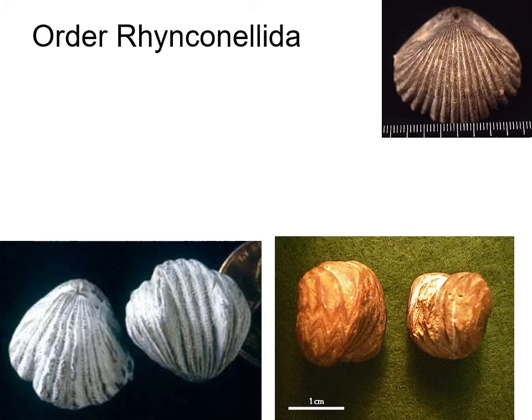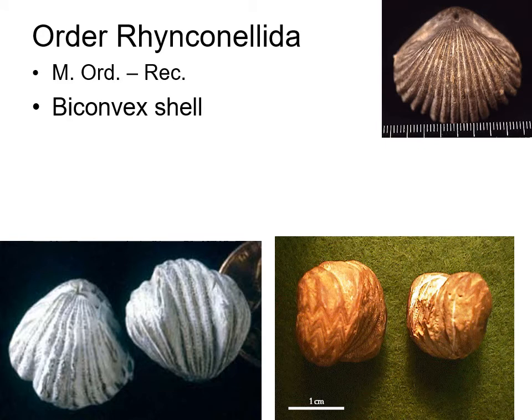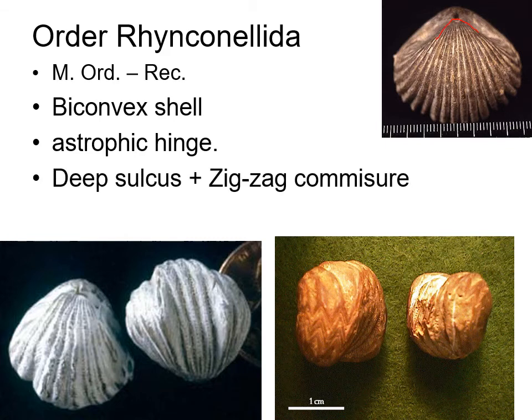Order Rhynconellids, or Rhynconellida, are kind of an interesting group. They're from the Middle Ordovician and actually still around today. They have a biconvex shell, so they form almost a perfect little ball. They also have a very small astrophic hinge, as you can see up here. They have a deep sulcus, but they also have what's called a zigzag commissure.